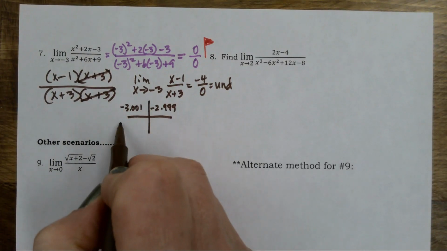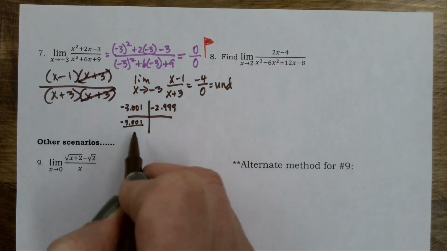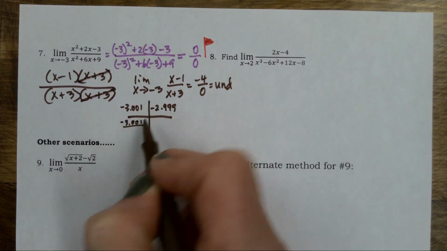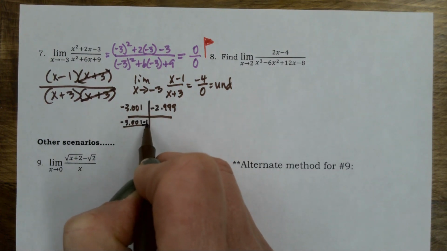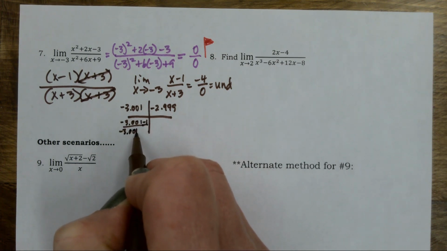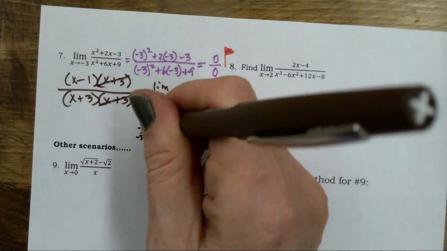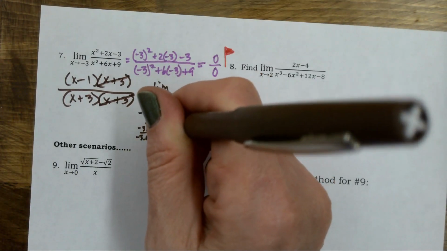So it's negative 3.001 minus 1 over negative 3.001 plus 3. All right, is that visible here? Minus 1 on top. Okay.